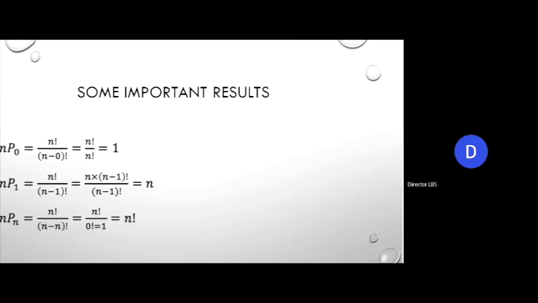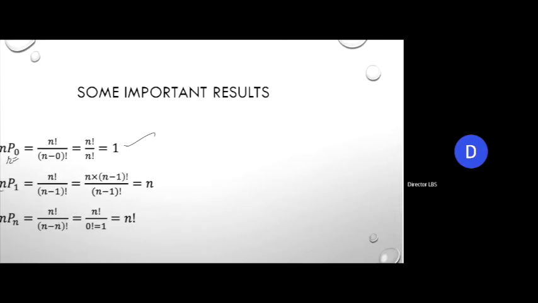These are some really important results. I skipped the previous slide quickly because it was a repetition. These are some important results which I have not discussed in the previous class. What is nP0? It is always 1. That means if I want to make no selection at all, then the number of permutations is 1. You can see the proof right here pretty simply. nP0 is equal to, with r as 0, n factorial divided by (n minus 0) factorial, which is n factorial divided by n factorial, and it becomes 1.